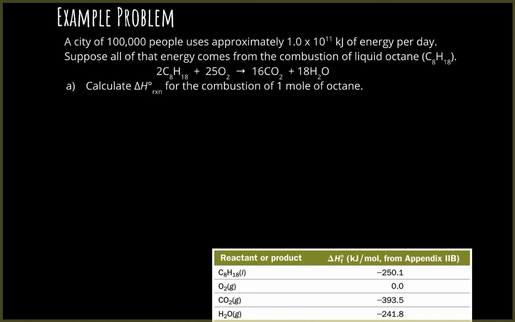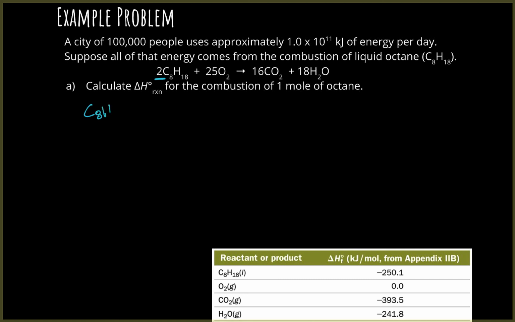energy per day. Suppose all of that energy comes from the combustion of liquid octane, which is given. So calculate delta H of reaction for the combustion of 1 mole of octane. Okay, so the way it's given, this is per 2 moles of octane. So there's 2 ways we could approach this. We could reduce those coefficients first and then put these into that summation equation, or you could do it as is and then divide the answer by 2. I'm going to go ahead and get rid of those coefficients first.